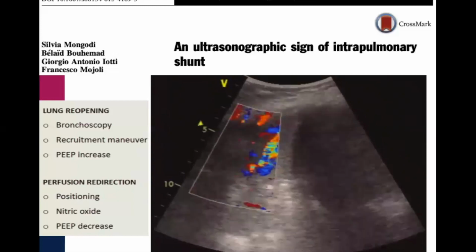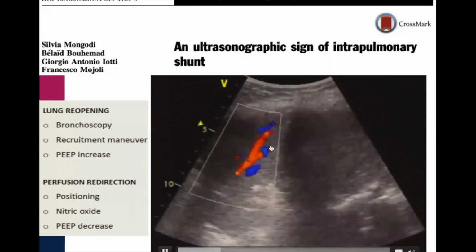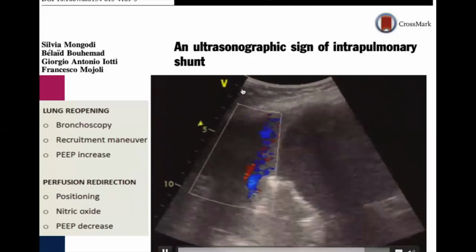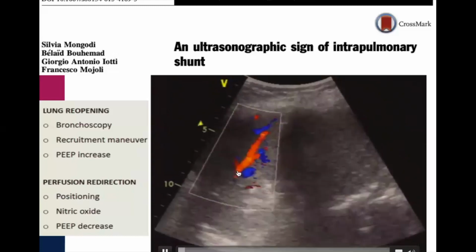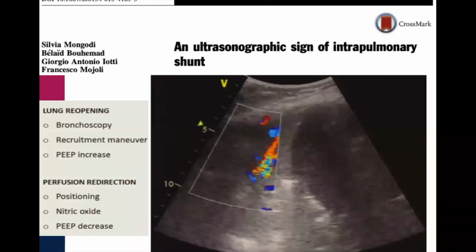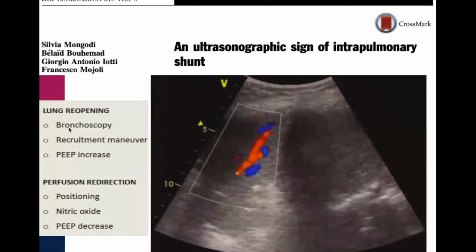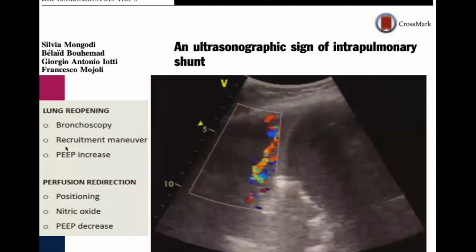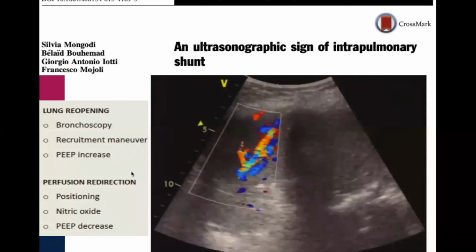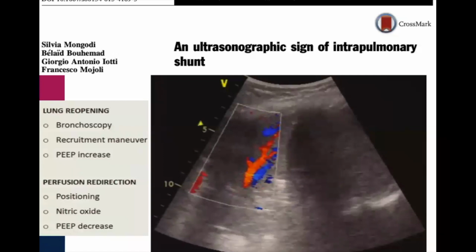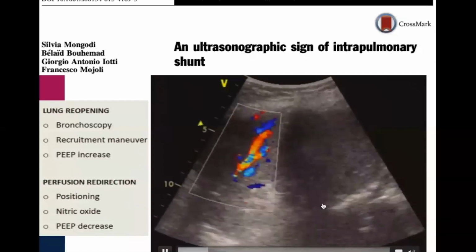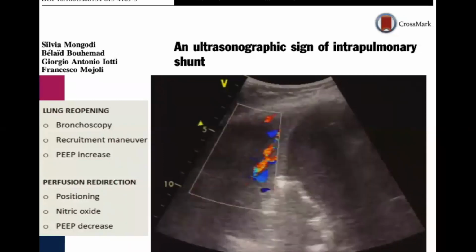Well, it may be that the degree of shunting that's occurring between the patients is explaining this clinical difference. Using lung ultrasound, we may be able to identify these pulmonary vessels with color Doppler. So really here we're seeing complete perfusion with no ventilation. And of course, we can open the lung with bronchoscopy, recruitment maneuvers, PEEP increases, or we can redirect perfusion with positioning, nitric oxide, decreasing PEEP, all to help improve and restore the VQ mismatch that's occurring.